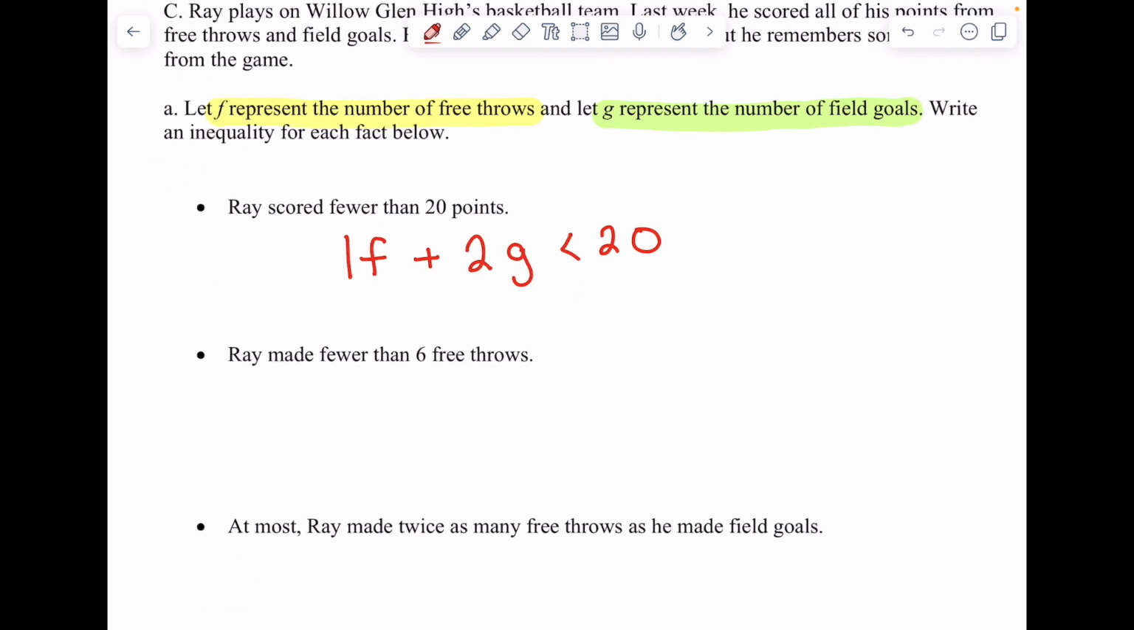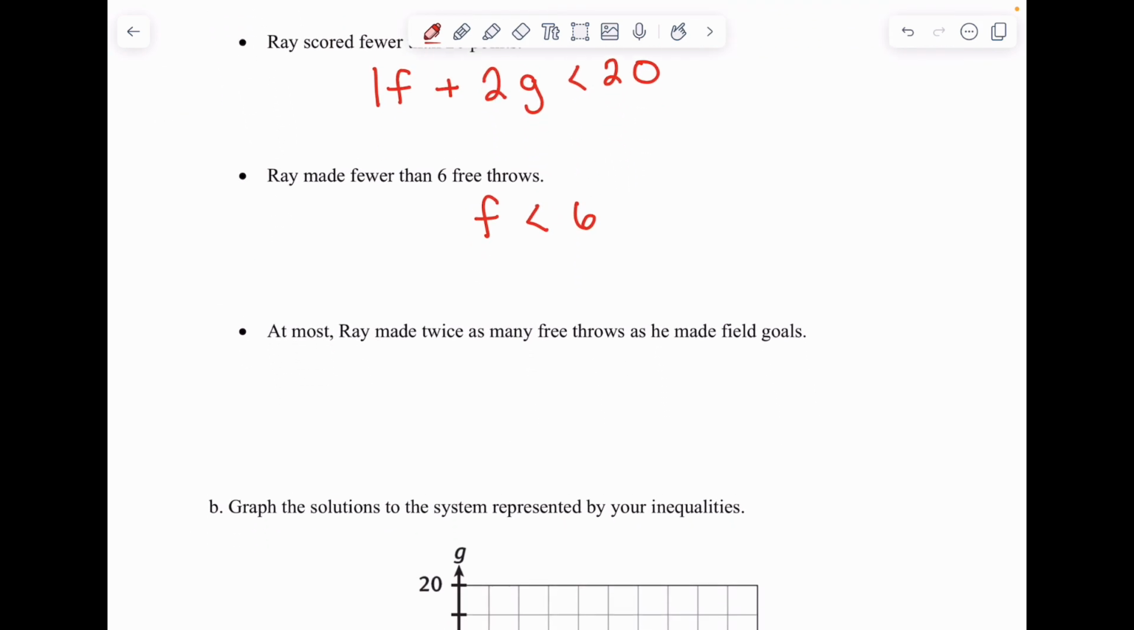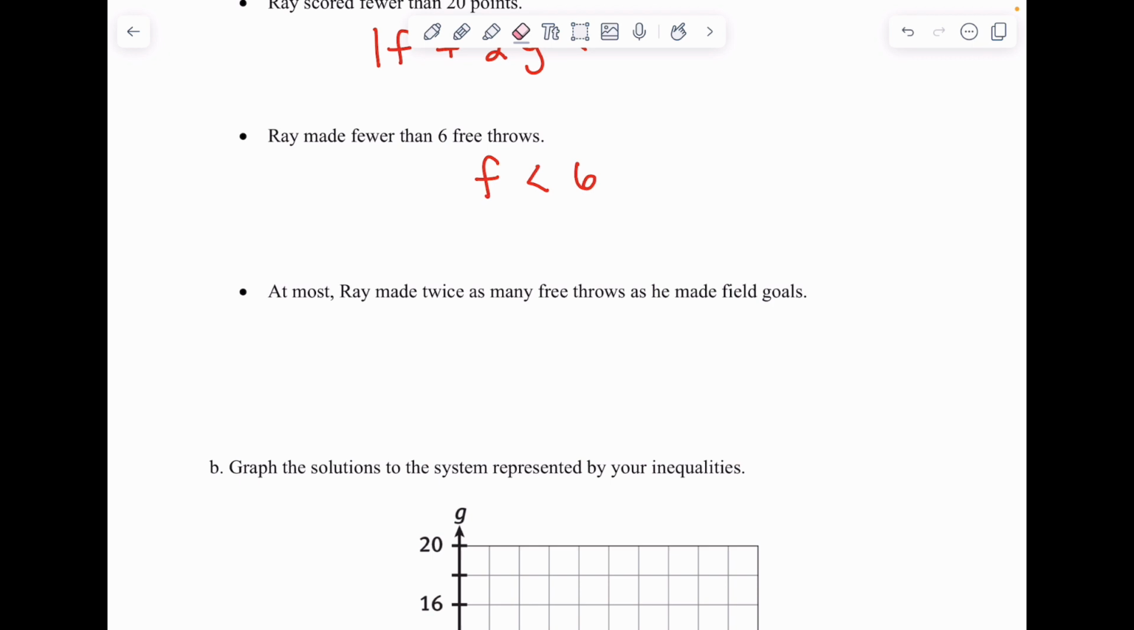Then it says that Ray made fewer than 6 free throws. So we are using F to represent the number of free throws he made. And what this is saying is that F has to be less than 6. He made less than 6 free throws. And then they actually want us to make one more inequality. At most, Ray made twice as many free throws as he made field goals. That means that if we double the amount of field goals that he made, his free throws are at most that amount. So his free throws are at most double what he made in field goals.